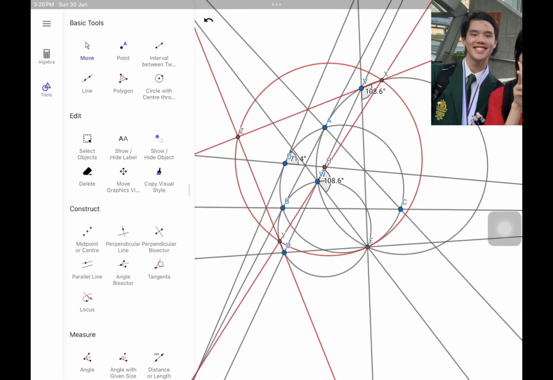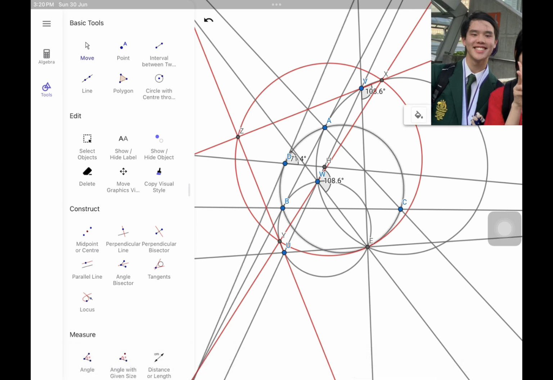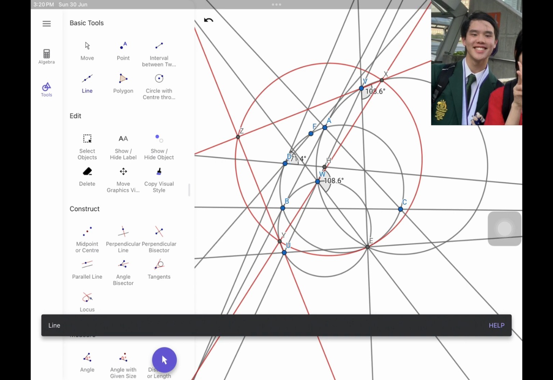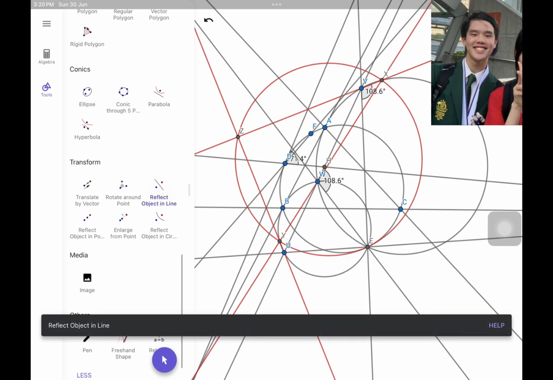But wait, how do we prove that they're tangent? We use a neat little trick. We never use the fact that this line was tangent to the circumcircle. So if we did it with a different line, something like this, and we drew the 3 reflections, this will get a bit messy, but we'll handle it.